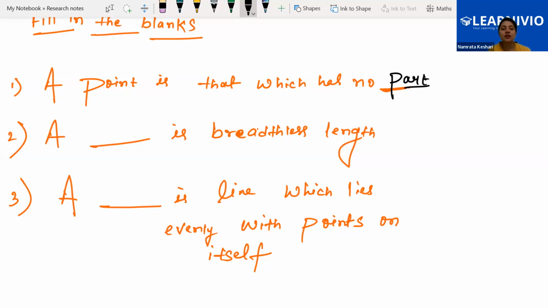Now the next one, a dash is a breadthless length. What is the breadthless? Line. A line is a breadthless length. A line has no breadth, only length is there. What about the next one? A straight line.